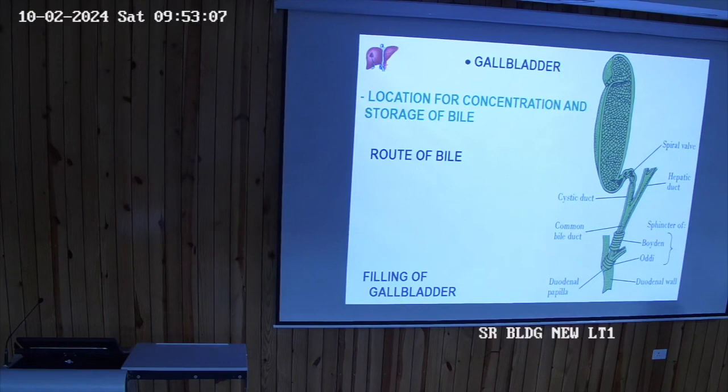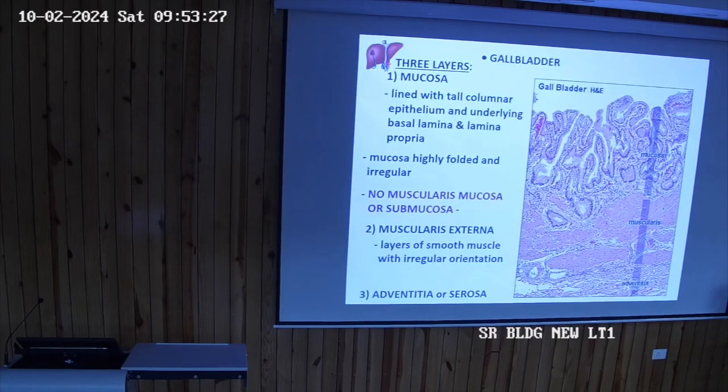Serosa and adventitia are the outermost connective tissue layers which have blood vessels and lymphatics. Serosa also has peritoneum, simple squamous epithelium, yes, because peritoneum is basically derived from the mesothelium. So let's see the histology of this gallbladder.